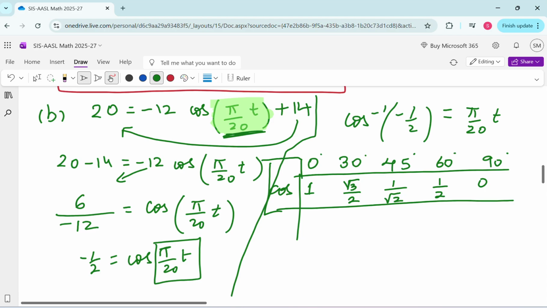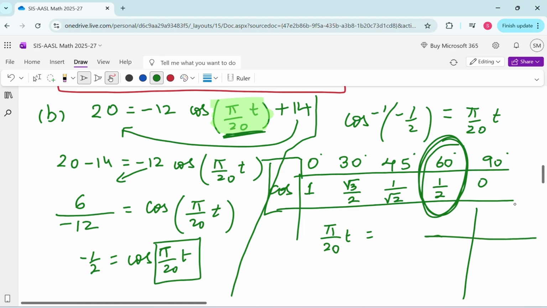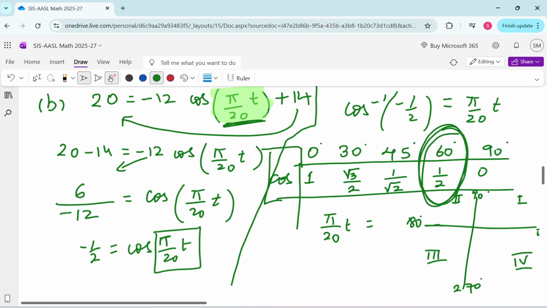So let's go further. It's going to be pi by 20t is equal to, now you see your half is next to 60 degrees, but it is negative half. And for this, you have to understand the quadrants once again. First quadrant, second quadrant, third quadrant, fourth quadrant. We can divide the angles into 4 quadrants. This is 0 to 90 degrees, 90 to 180 degrees, 180 to 270 degrees, and then back to 360 degrees, which is also our 0 from where we started.